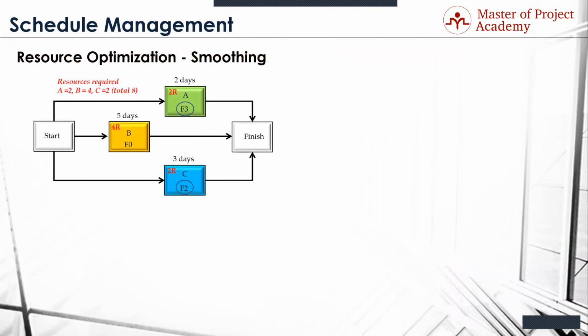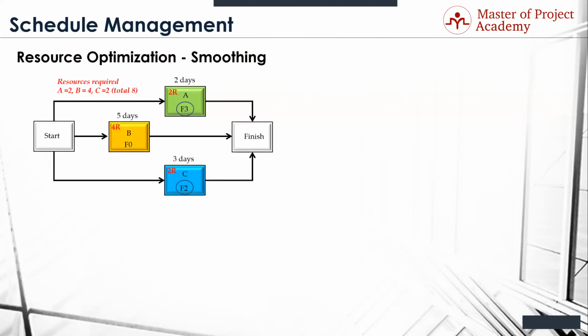So here's my quick example of smoothing. Hopefully you can see this. You've got start, A, B, and C as your 3 activities, and finish. You can see the duration, 2 days, 5 days, and 3 days. The resources required are in red up there on the upper left. You've got 2 resources for A and 4 for B and 2 for C. So your original plan says I'm going to use 8 resources. Is there any way to do this with fewer resources? That's kind of what smoothing is.